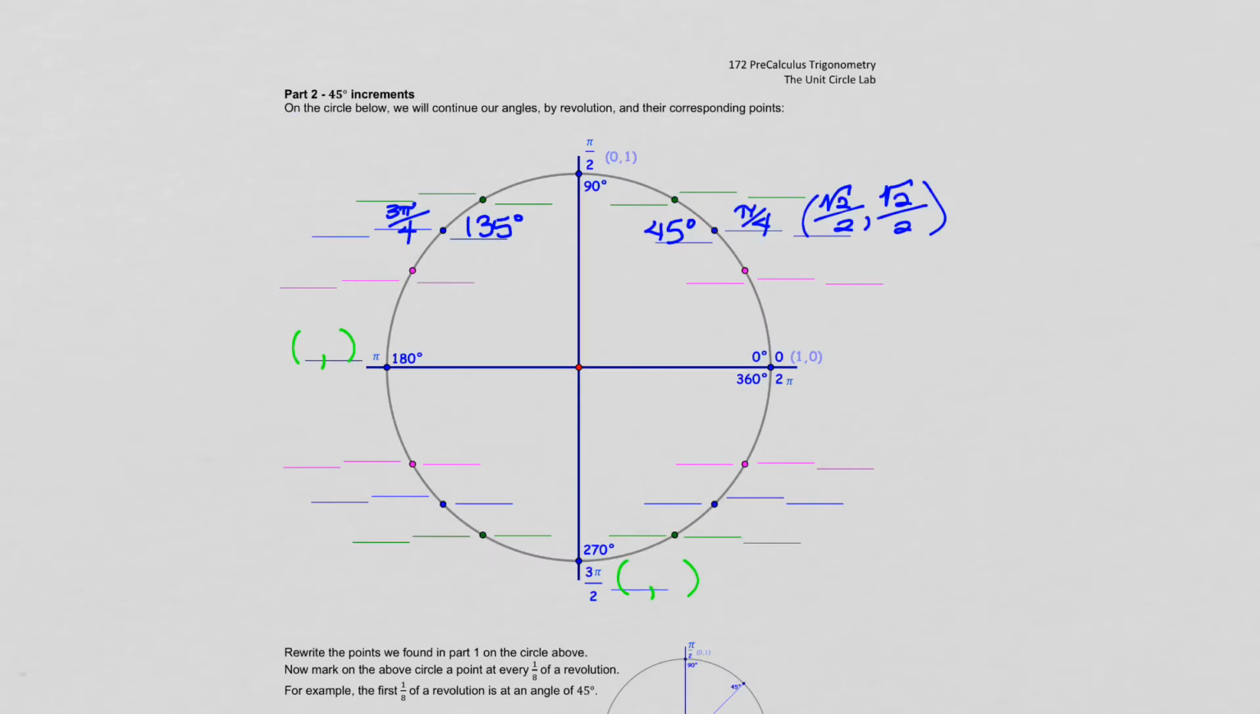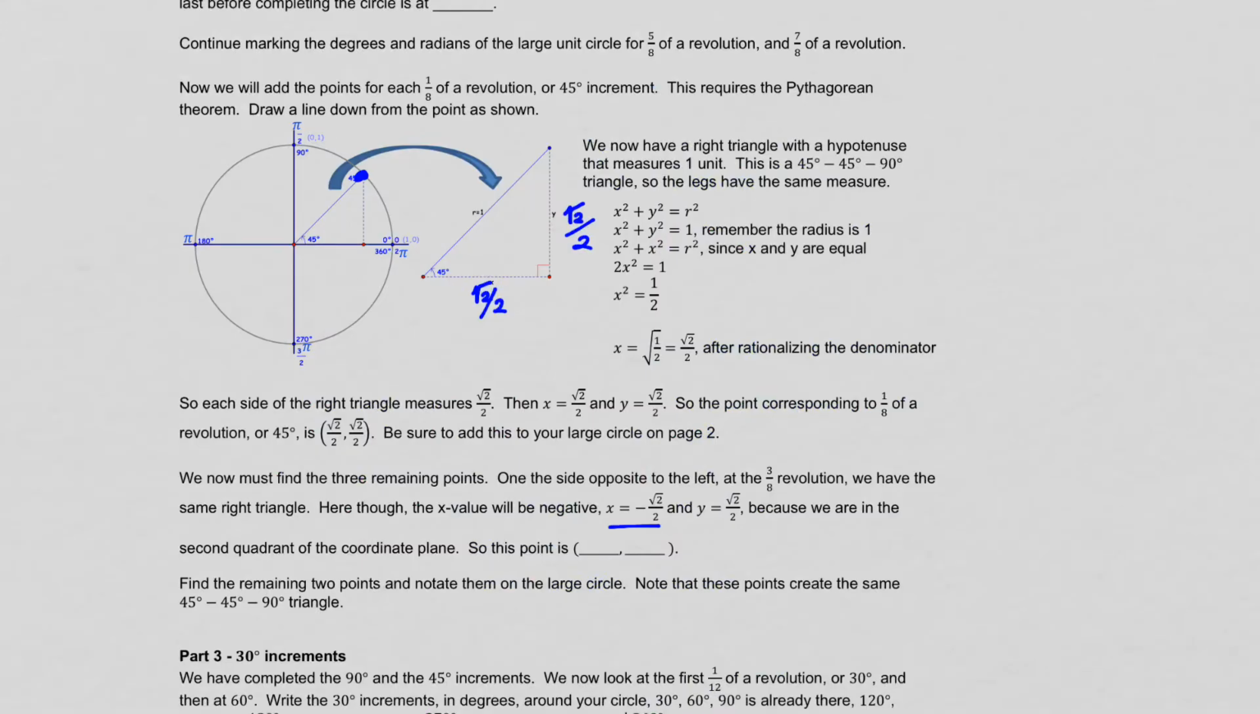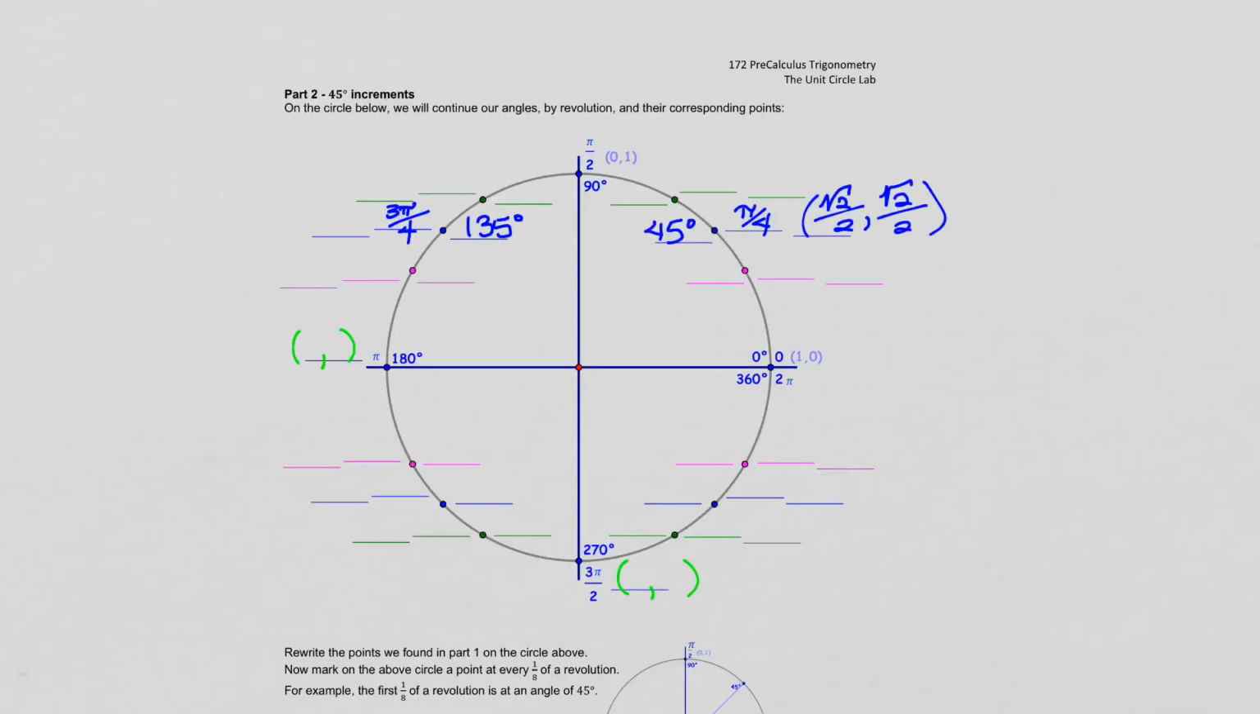See your x value going out there to this point is negative, and the y value is positive. So here it tells you the y value is root 2 over 2. That's what you put in this blank. And then you go over and put it in this blank.